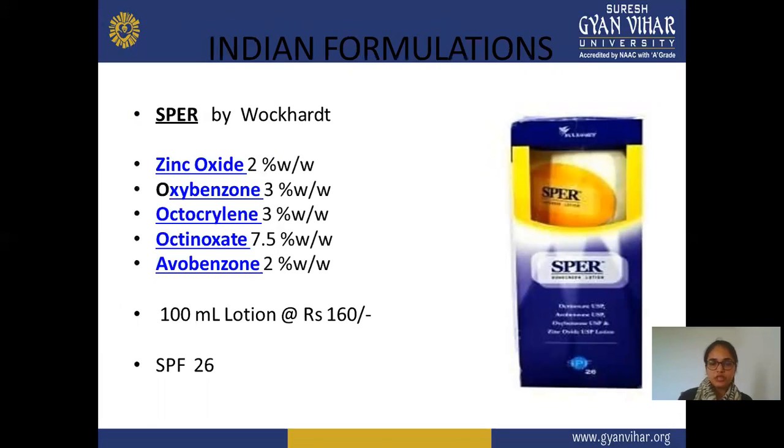One is an Indian formulation available in the market, Spare by Bockhart's. It contains zinc oxide 2%, oxybenzone 3%, oxybenzone 3%, octinoxate 7.5%, and avobenzone 2%. It is available as a 100 ml lotion, and the MRP is rupees 160. So this is also economical, and the SPF is 26.